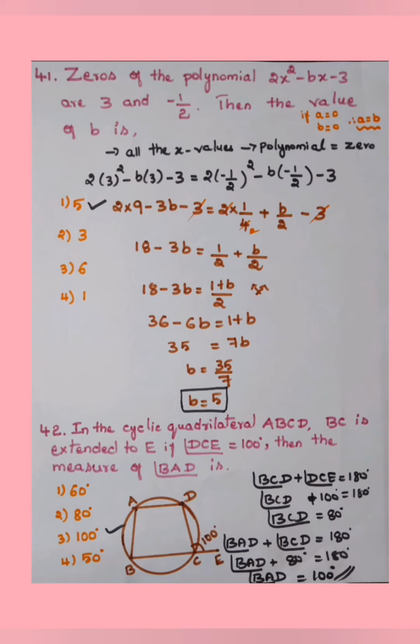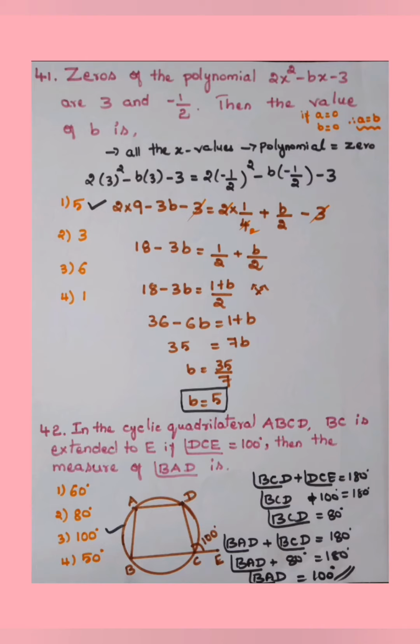There are different methods to find out, but this also will be an easy method, I feel. If only one number is given, you can just directly substitute the x value and find the value of b on equating this equation to 0. If there are two, equate both. Substituting the value, 2 of 3 square minus b of 3 minus 3, and on this side, instead of x, we substitute minus 2 here.